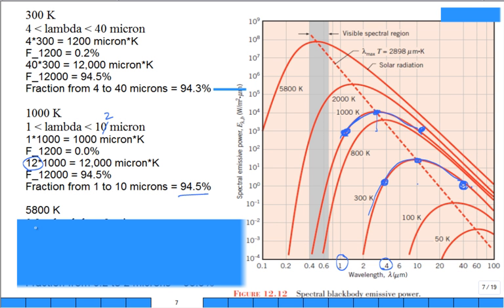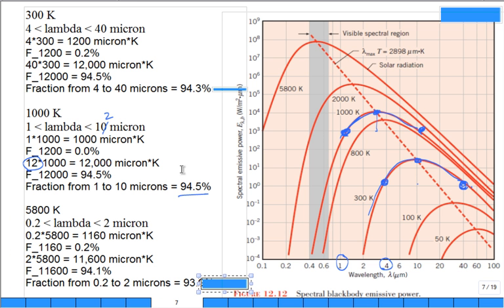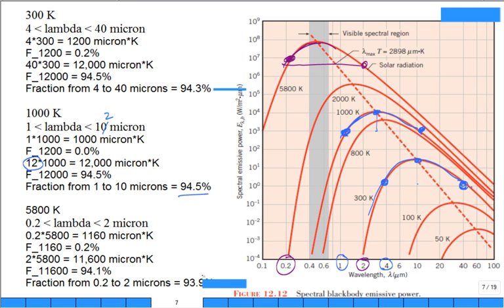And then at 5,800 Kelvin, where's most of the energy? We already know that 37% was in the visible spectrum. You include a little bit of the UV and a little bit of the IR, plus all of the visible. 95% falls between 0.2 micron, right there, and 2 microns, right there. So that covers about 94%, right at 94, 95%.